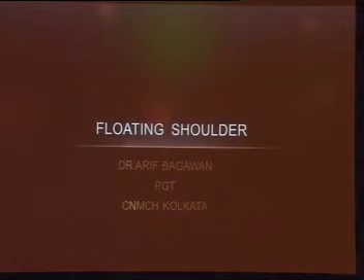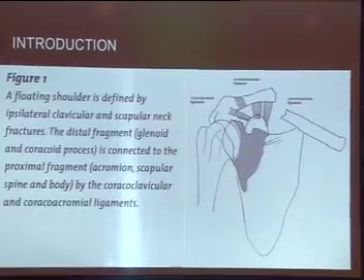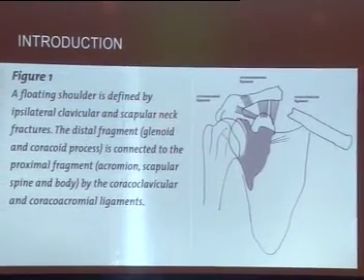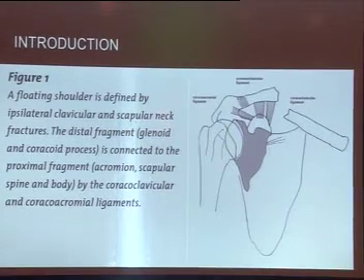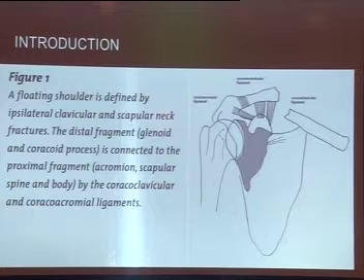Next is the floating shoulder. Coming to the introduction, a floating shoulder is defined by an ipsilateral clavicular fracture and scapular neck fracture. The distal fragment, glenoid and coracoid, is connected to the proximal fragment, the acromion, scapular spine and body, by the coracoclavicular and coracoacromial ligaments. These together form a bony and soft tissue ring called the superior shoulder suspensory complex.